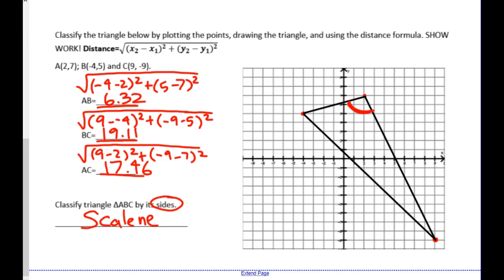So you do have to be able to use the distance formula. So make sure you're familiar with that. We did do that assignment, and you will be given the formula. So that's the review.